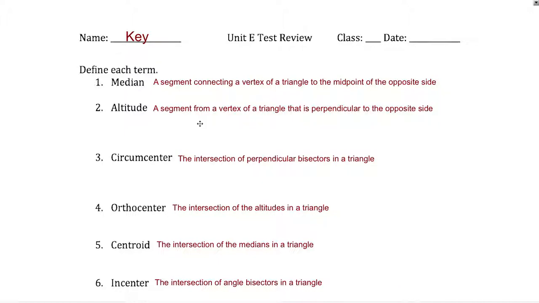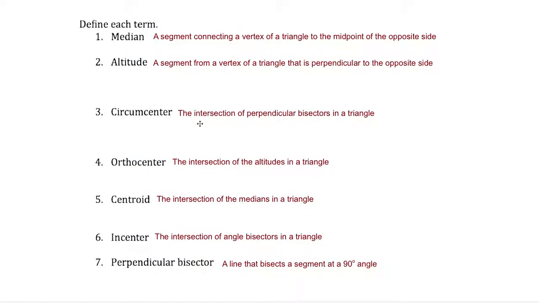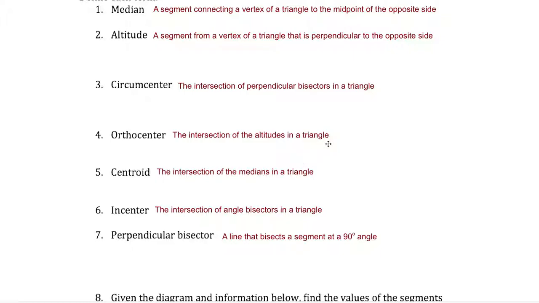Circumcenter is the intersection of all the perpendicular bisectors. Orthocenter is the intersection of the altitudes. The centroid is the intersection of all the medians. The incenter would be the intersection of all the angle bisectors.